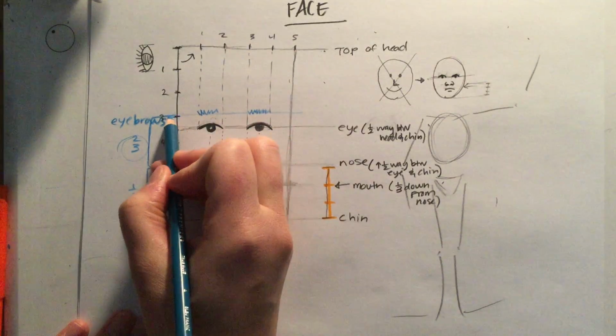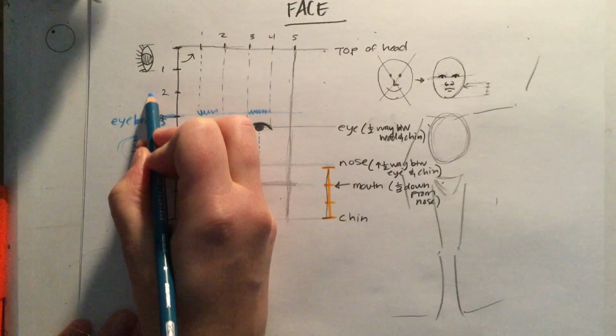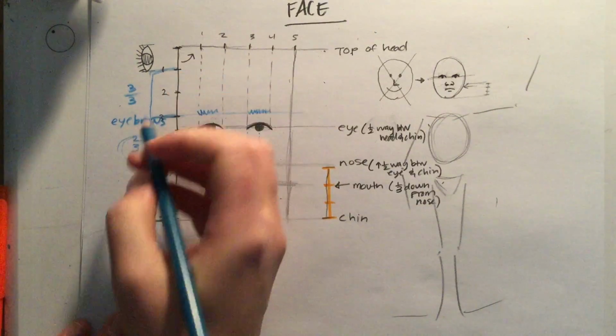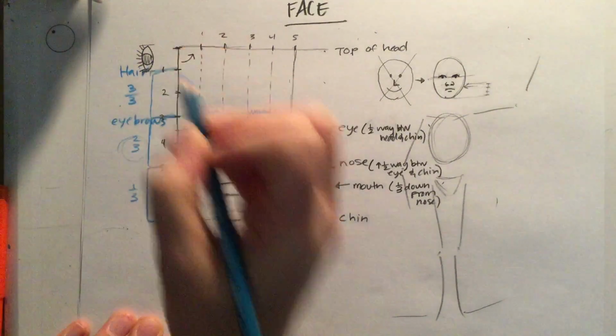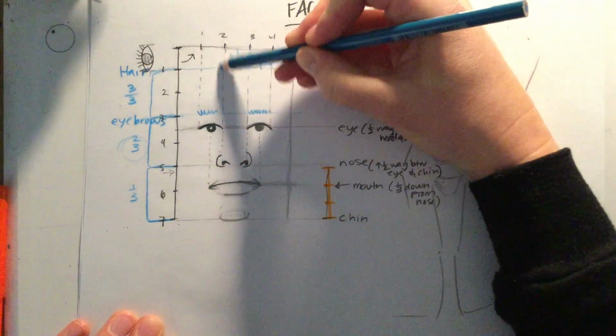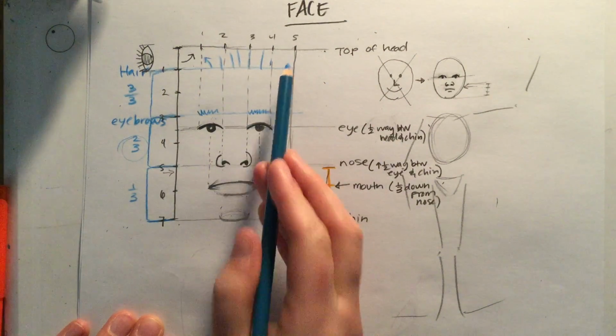And then another third up from that, from eye 3 to 1, here over on the left side. This is the last third. This is where our hair goes. So our hair grows up from this one eye line when we start to do hair.